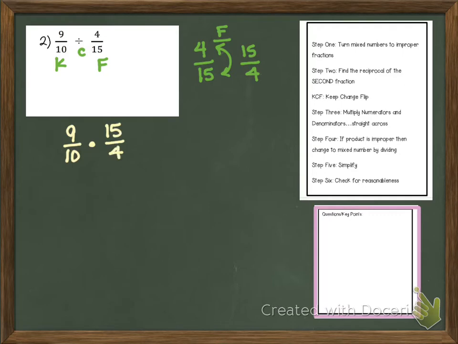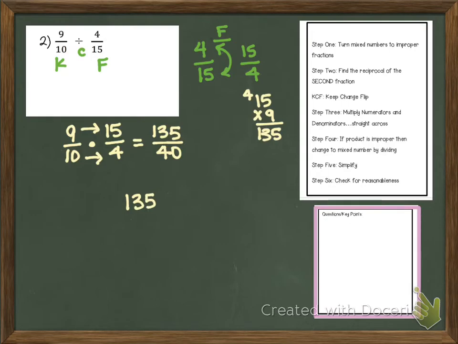Once I do that, I am ready to multiply straight across. If we don't know what 15 times 9 is, we just come over here to the side and we multiply it out. And we should have gotten 135 over 40. Your next step says to divide. So we divide 135 by 40.